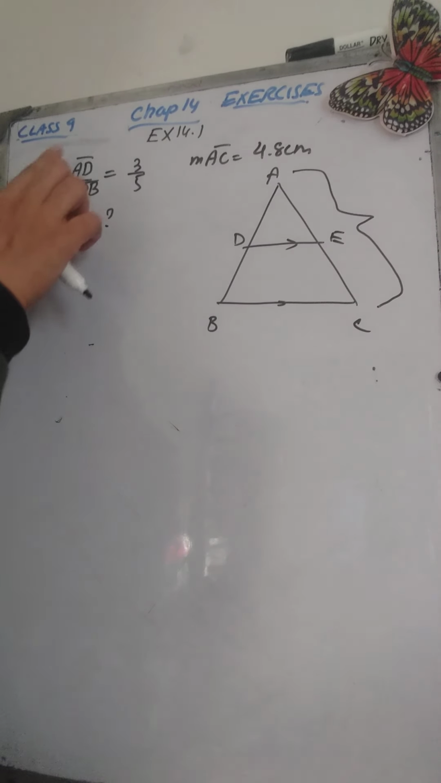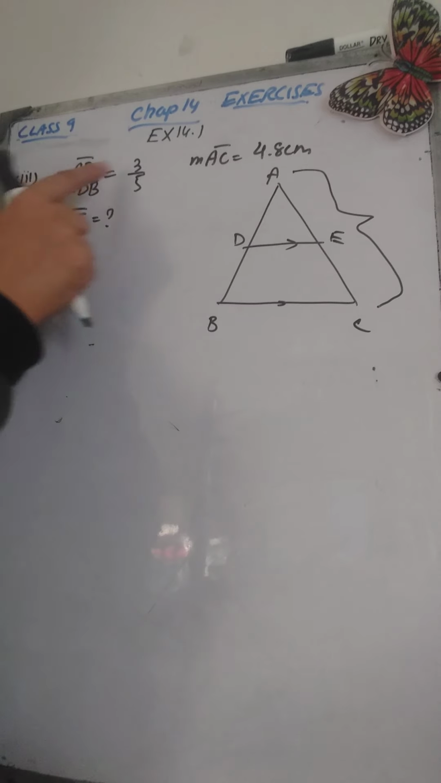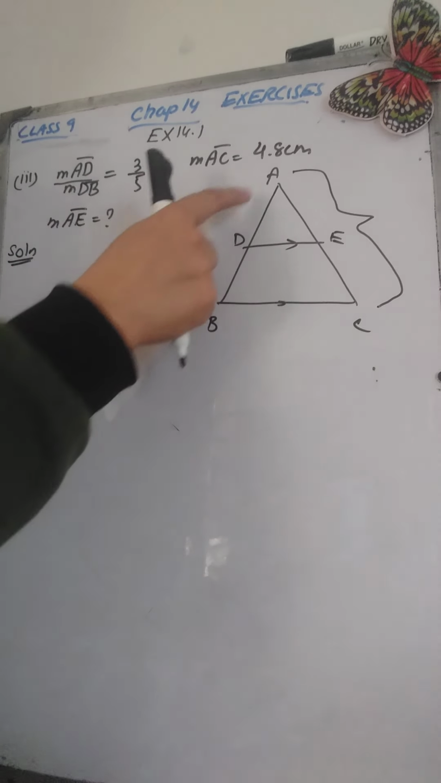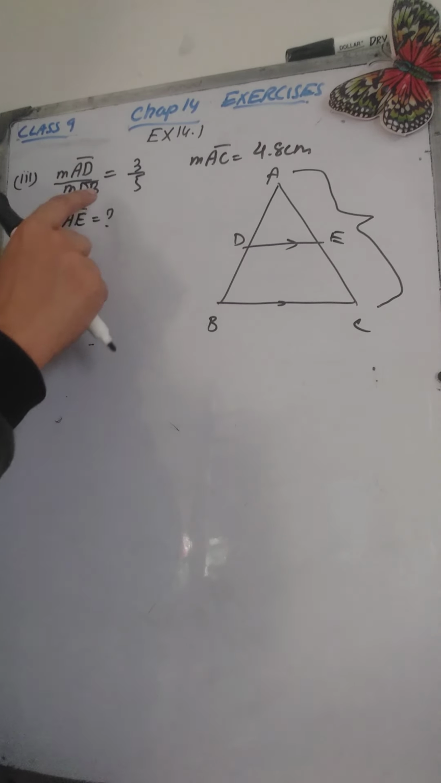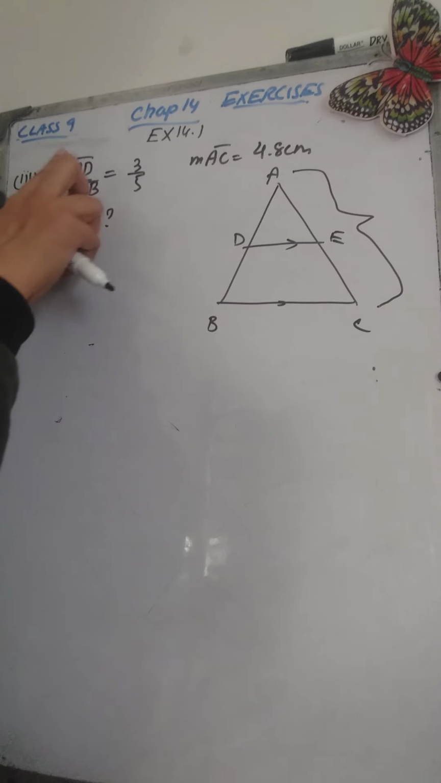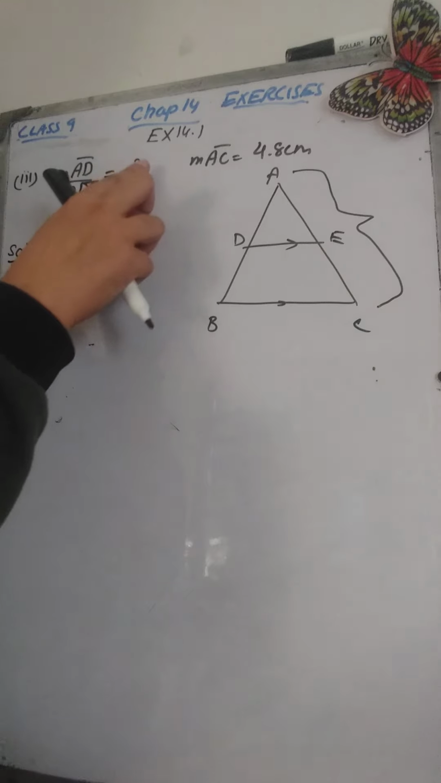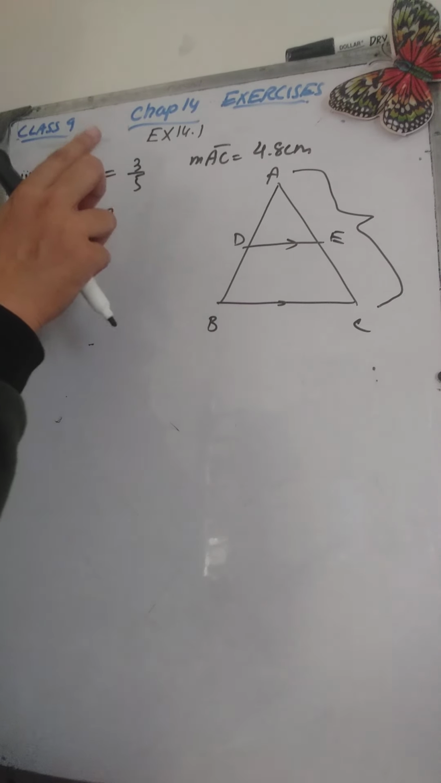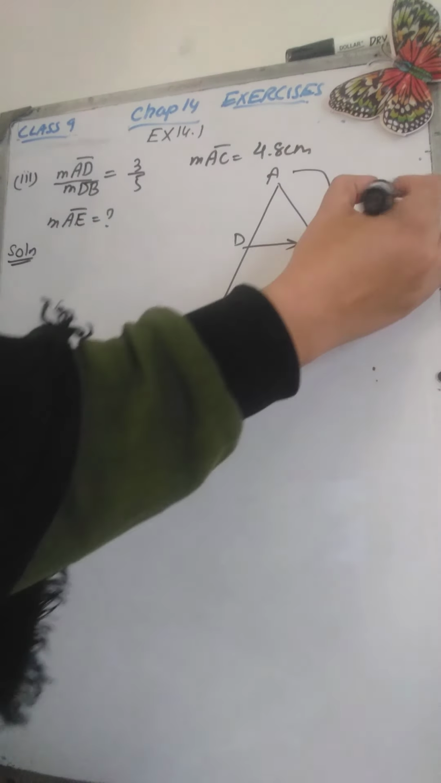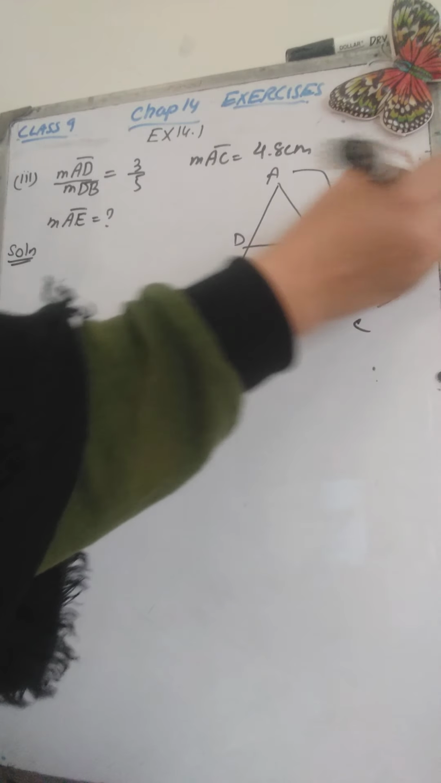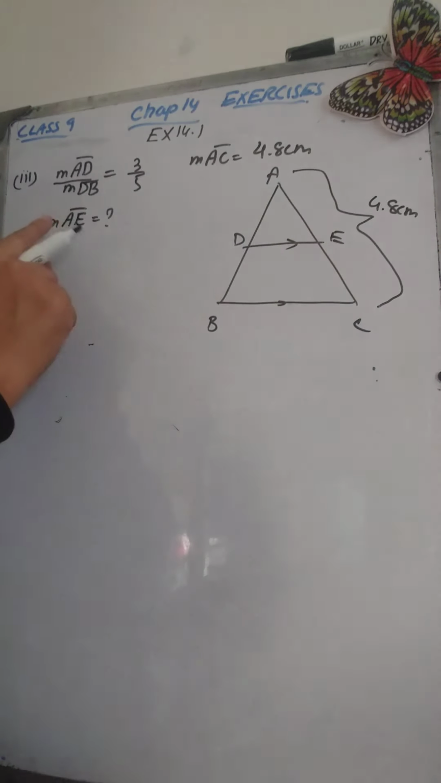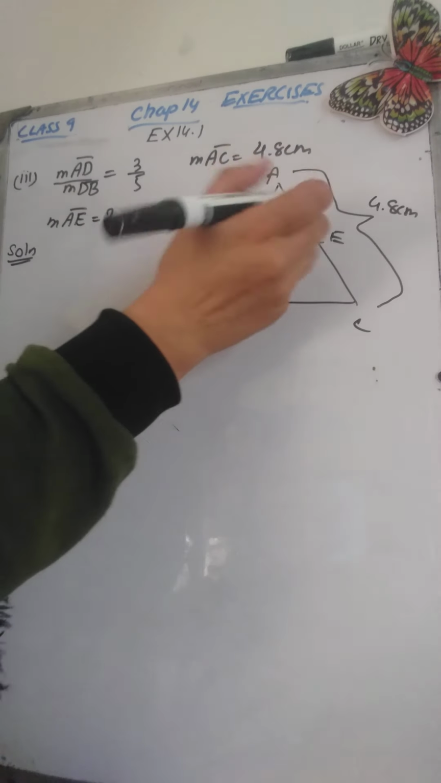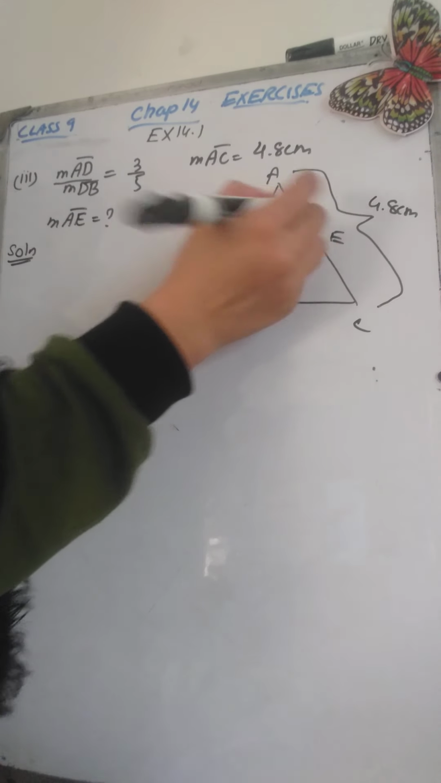Now over here we have AD over DB. They have given us this ratio to be equal to 3/5. So AD over BD, this ratio is given to us. Although AD and DB are not given separately, we know that their ratio comes out to be equal to 3/5. Now AC is equal to 4.8 centimeters. This whole length is equal to 4.8 centimeters, and they have asked for AE. Let us suppose that AE is equal to x.